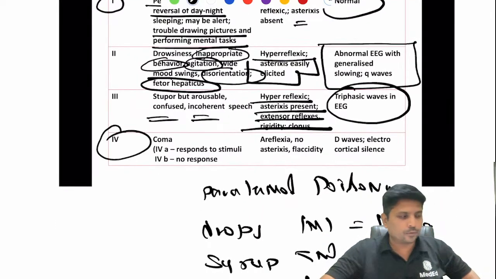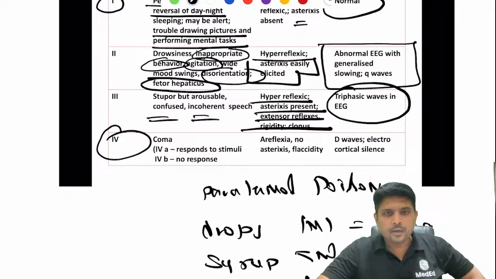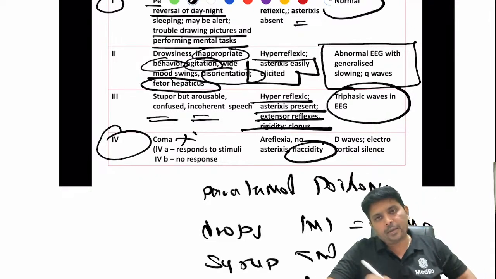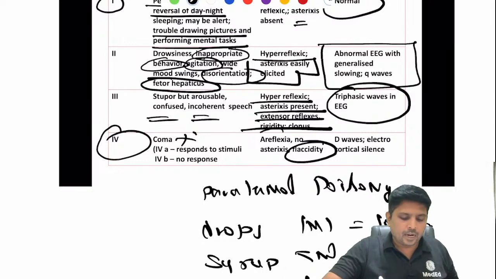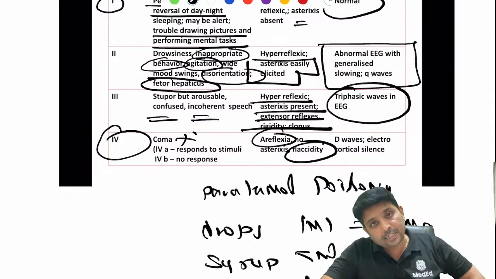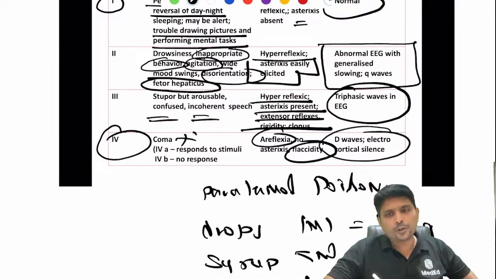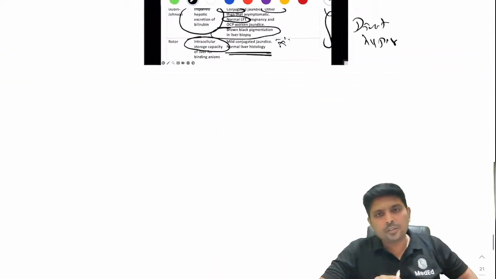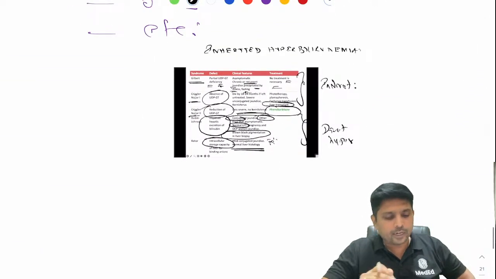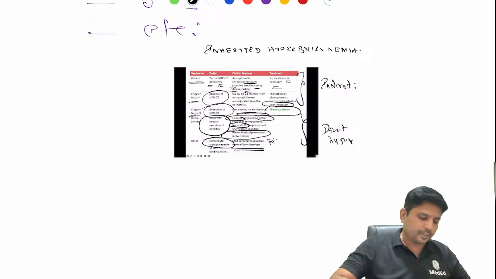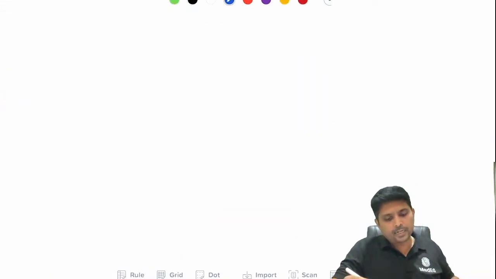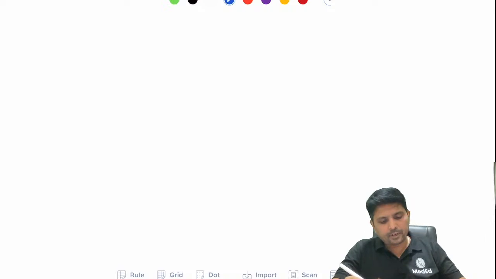Whereas stage 4 is characterized by coma. The child will be paralyzed, flaccid, and there will be areflexia instead of hyperreflexia. And you have electrocortical silence, that is presence of T waves. So this is about the left out neonatal hepatitis. And the last but not least, let me cover the immunization schedule if it is not covered.